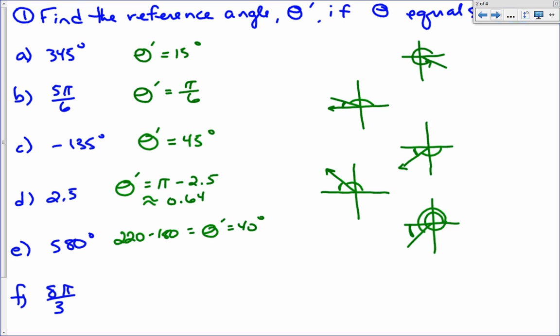Same with 8 pi over 3. We're doing more than 2 pi, more than a full rotation. So if we subtract 2 pi, that'll be 6 pi.